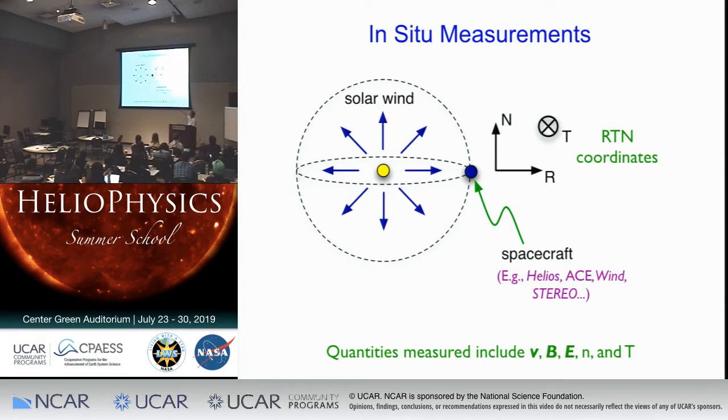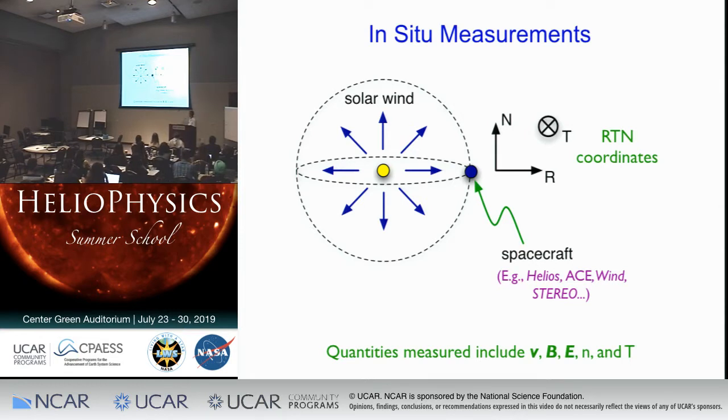So R is distance from the sun, T is the tangential direction. Think about spherical polar coordinates. T is the sort of cylindrical or azimuthal coordinate going, say, along the direction of a circular orbit. And N is perpendicular to the RT plane. So in spherical coordinates it would be like the theta direction, for example. In this case, technically the minus theta direction, but you get the point.